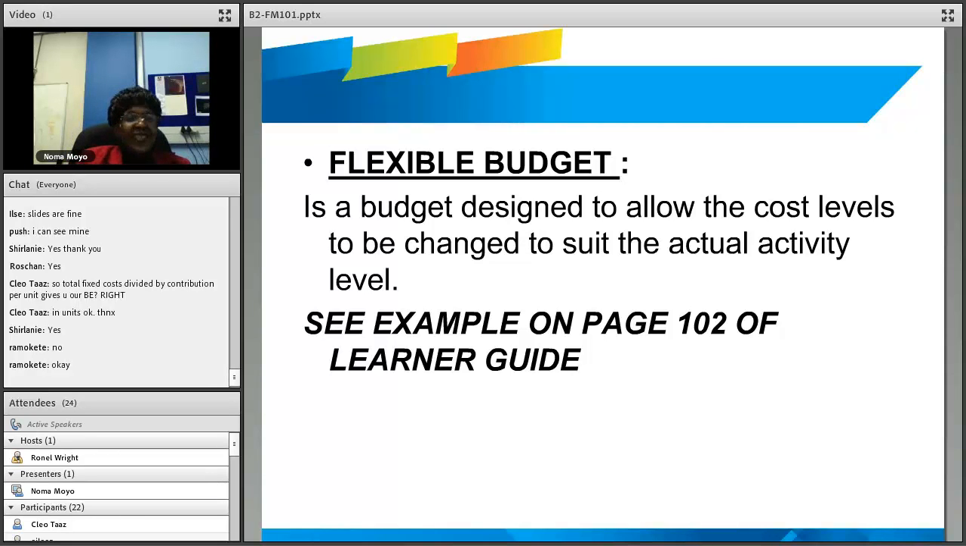Fixed budget, those that are prepared and they can never be changed. So we are saying a budget that is prepared for one level of activity and does not change when the level of activity changes. It is static. They are rigid in nature. That's what a fixed budget is. Flexible budget, you'll find that on Learner Guide, page 102, there is an example on a flexible budget. Page 102.